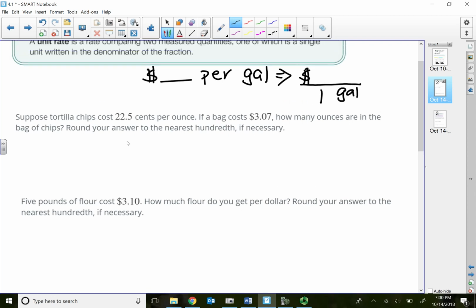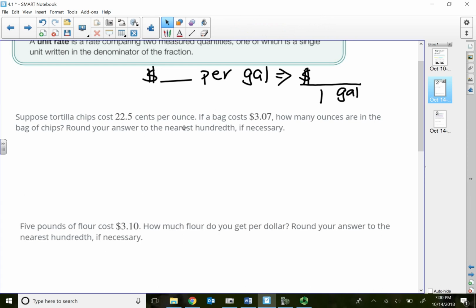Let's take a look. 22.5 cents for 1 ounce. If the total amount in the bag is $3.07, then how many ounces are actually in the bag? $3.07 is the total amount of all the ounces inside the bag. Since every ounce is 22.5 cents, we will divide by 22.5 cents.